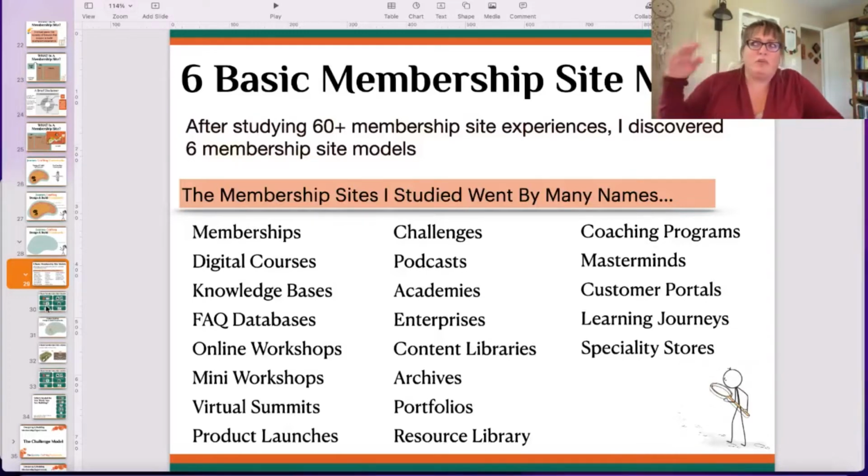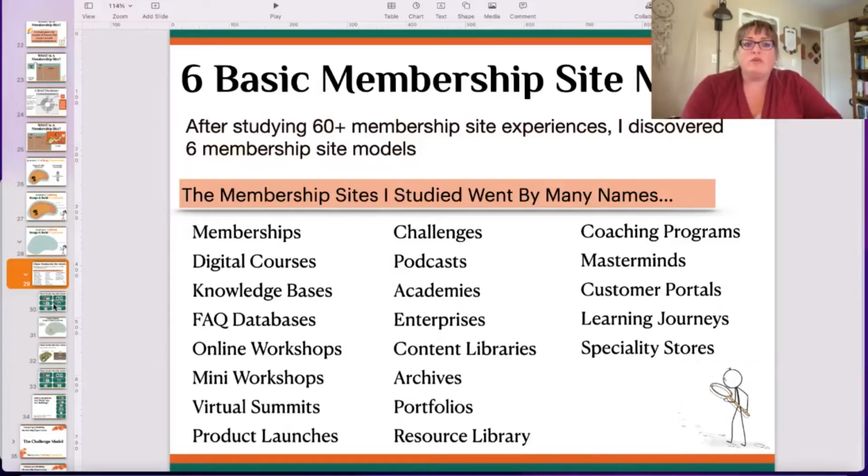And if you're familiar with Stu McLaren's work, this is not to be confused with that. When Stu McLaren talks about membership models, it's predominantly about the business model. So what's the payment arrangement? I have the ones I created mapped to his, but this is not the same as his. This is predominantly focused on the experience inside of that membership area. And so these are experience models.